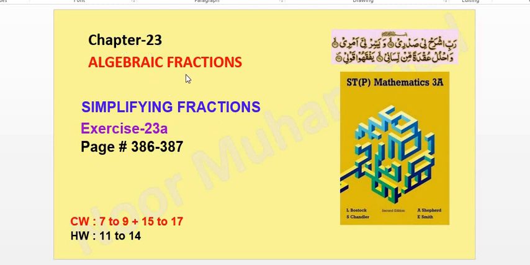Bismillahirrahmanirrahim. Chapter 23, Algebraic Fractions. Simplifying fractions. This is our today's topic of exercise 23a.